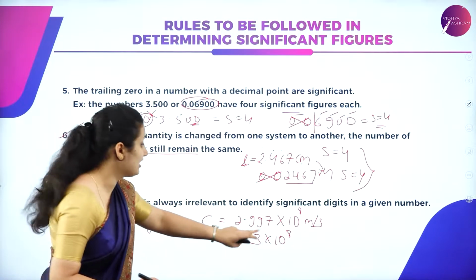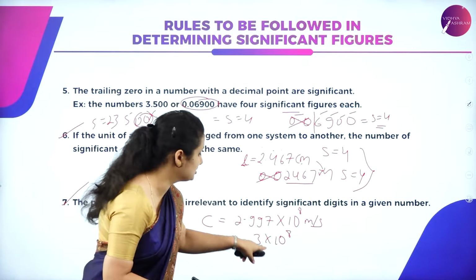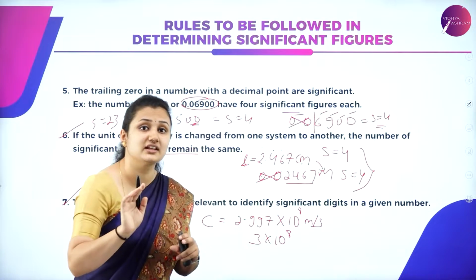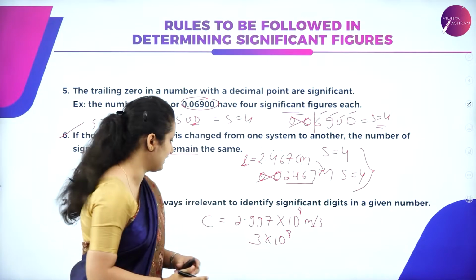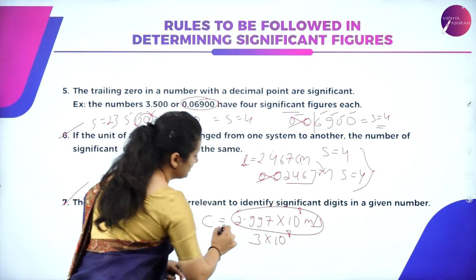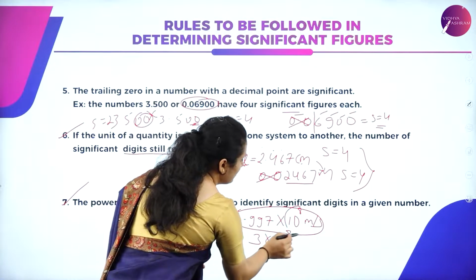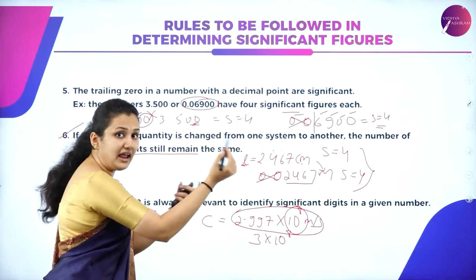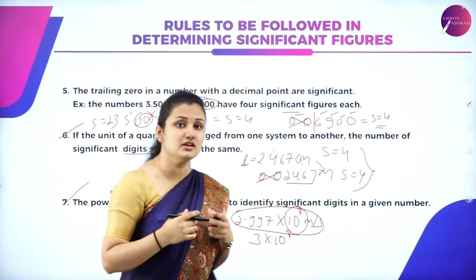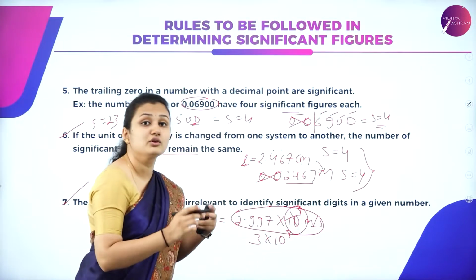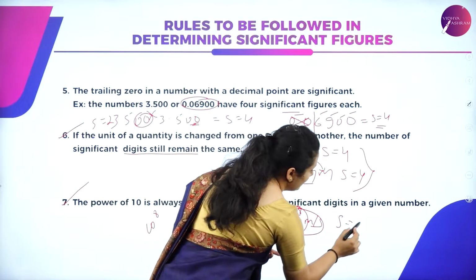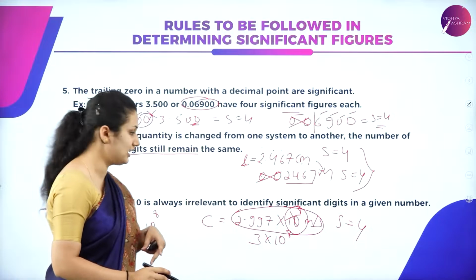How did I round up this 2.997 to 3? This we'll study in the upcoming slide. So it is 3 into 10 to the power 8. Consider this one, the power of 10, 10 power 8. The power of 10 is irrelevant for me to write my significant figures. So it has only 4 significant figures.